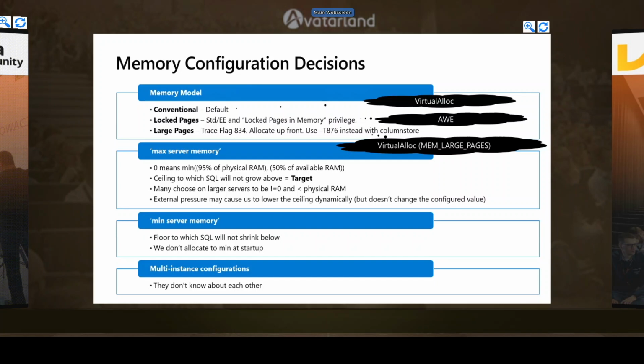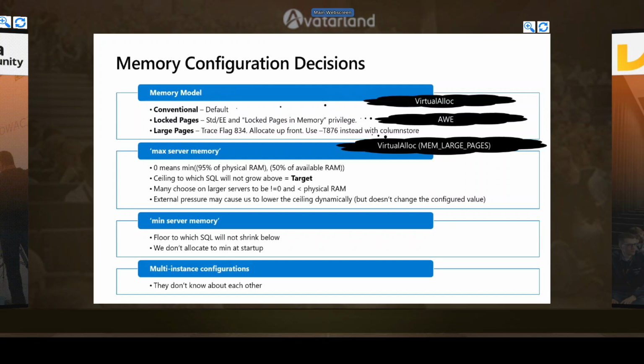They don't know these values that are set to each other, which is why in a multi-instance scenario, many people do manipulate these values to ensure certain instances get a certain amount of memory. But if you have to worry about min server memory, you must be worried that there's some other memory consumer.